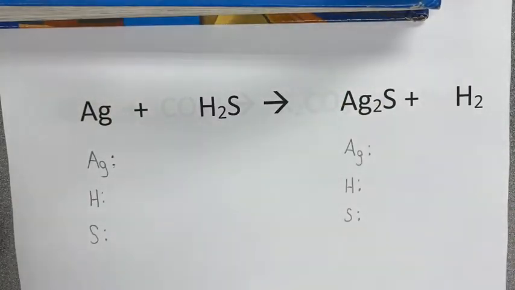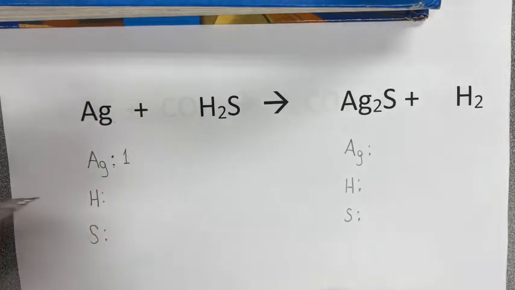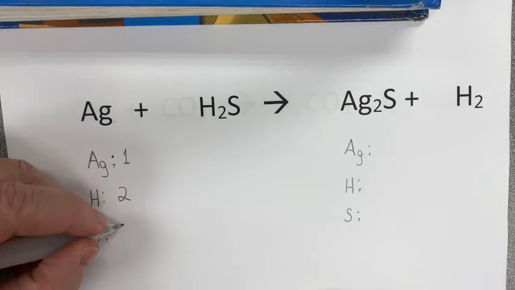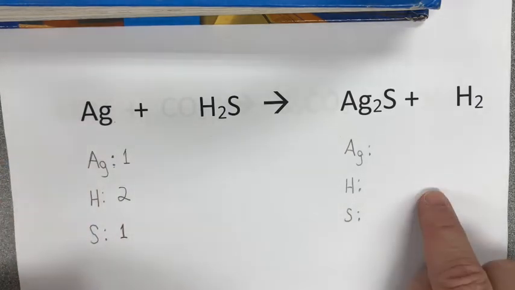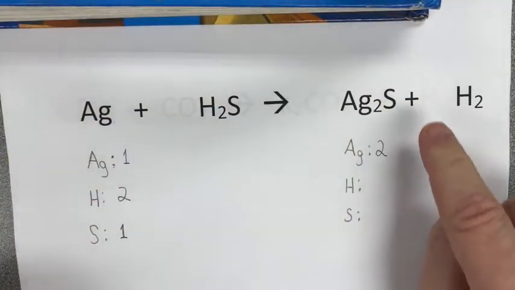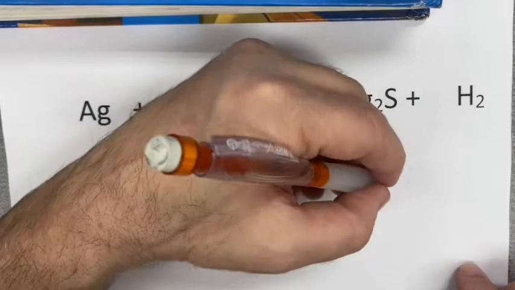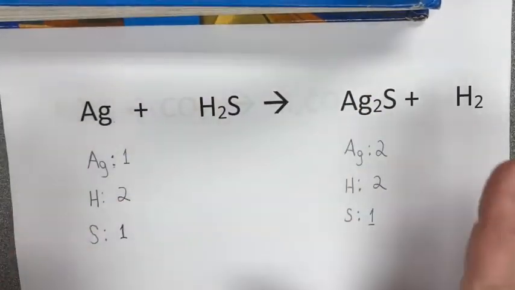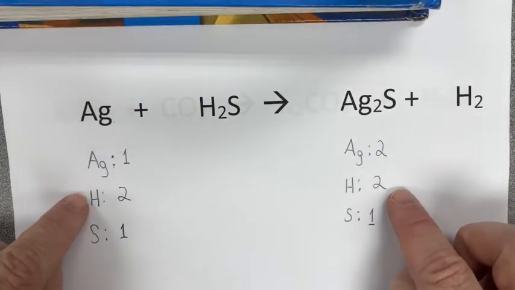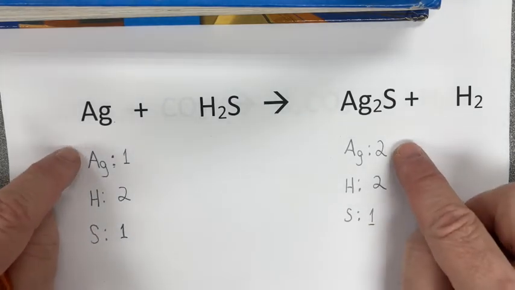Now, let's count them up. Silver, we've got 1. Hydrogen, we've got 2. Sulfur, we've got 1. On this side, silver, we've got 2. Sulfur, we've got 1. And hydrogen, we've got 2. So when we look at this initially, hydrogen's in balance, sulfur's in balance, but the silver is not.